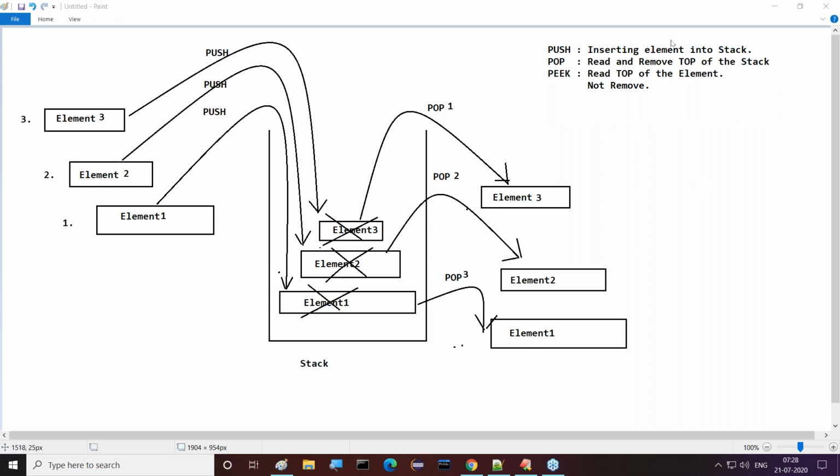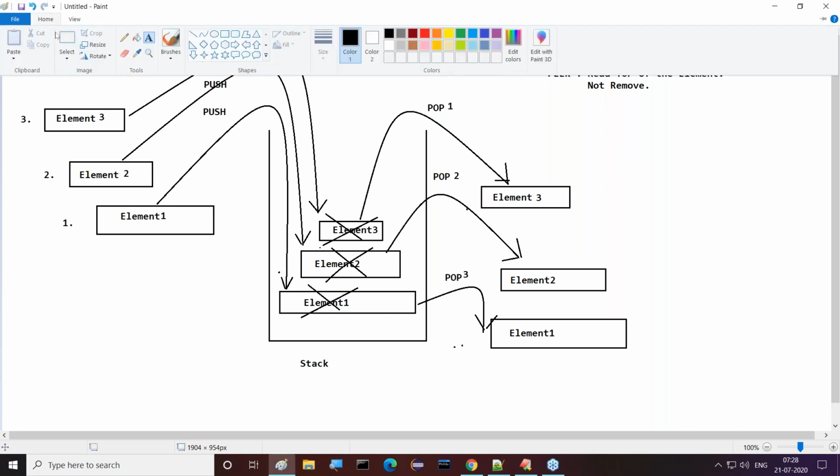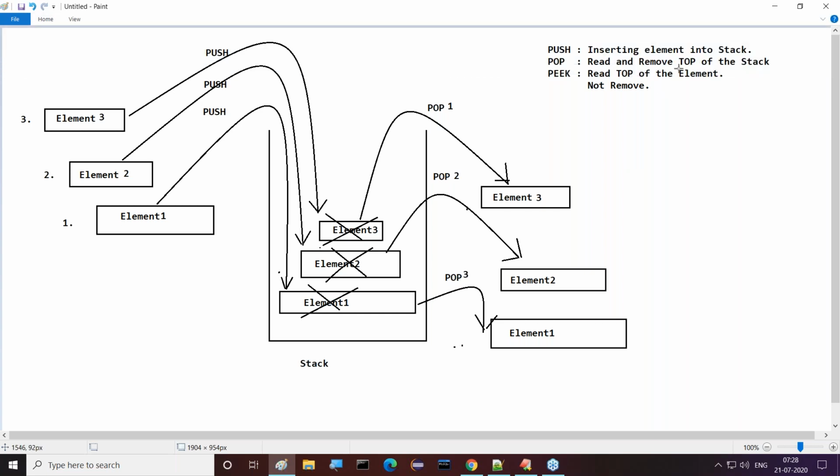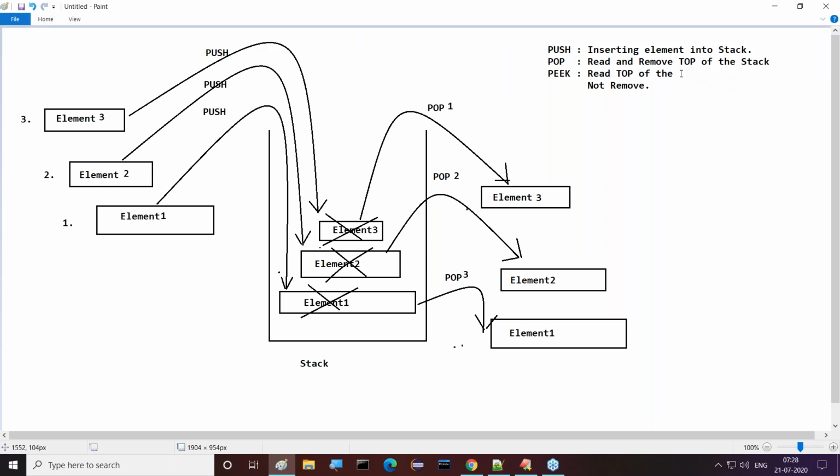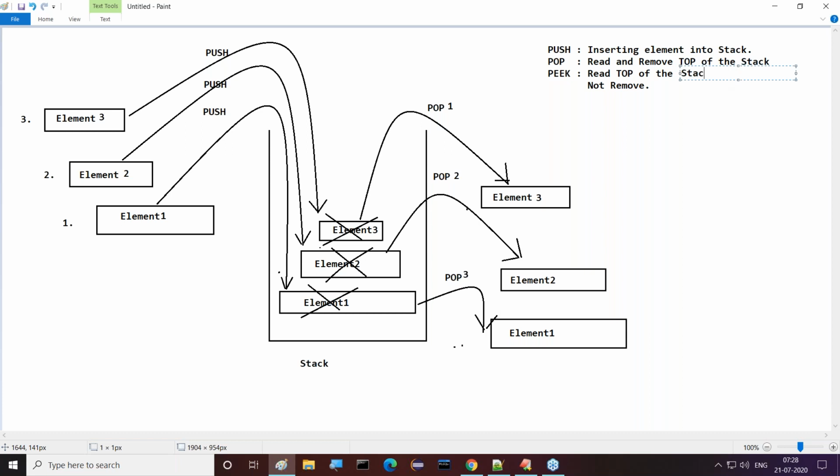Are you getting my point? Push operation is inserting an element into the stack. Pop operation is read and remove the top of the stack. Peek operation is just read the top of the stack, but not remove. The remove operation is not available. These are the stack operations, and this is the stack data structure.